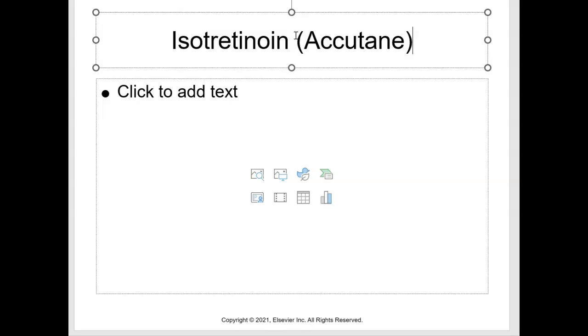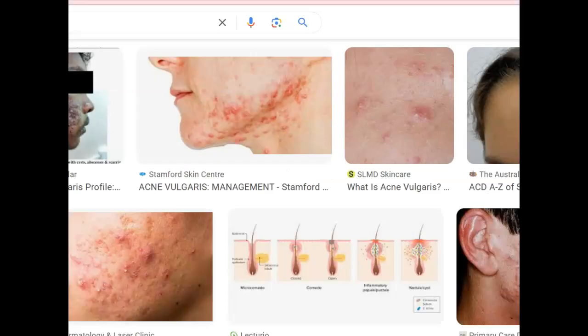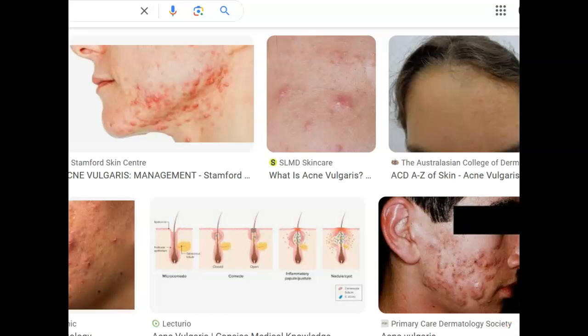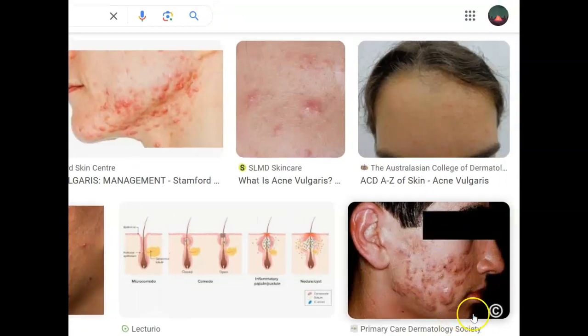Okay, so when I'm talking serious, disfiguring, potentially scarring, let's go through a couple of pictures on the internet that'll help us realize really what this is. This one here, acne vulgaris. Let's see. This guy here, acne vulgaris. Look at that cyst, that nodule there. Okay.